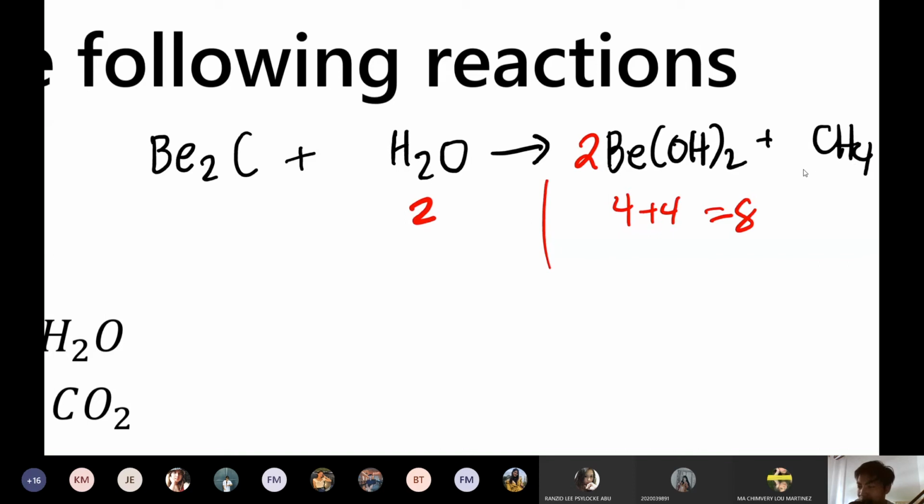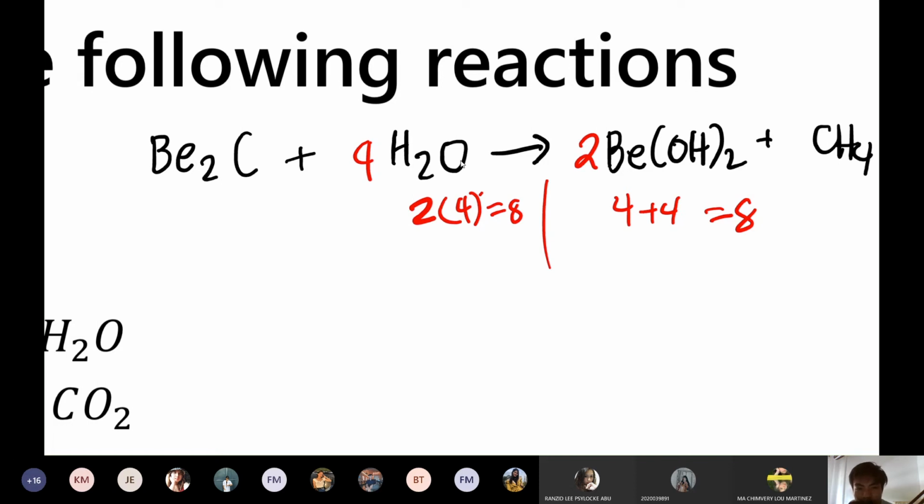So, I have 8 hydrogens. On the reactant side, I only have 2. So, ano yung multiply ko sa 2 for it to be equal to 8? That's 4 lang. So, I will multiply H2O by 4 so that the hydrogens will balance out. Okay? Balance na yung beryllium, balance na yung carbon, balance na yung hydrogens. Last one yung oxygen. Let's see if balance na sila.